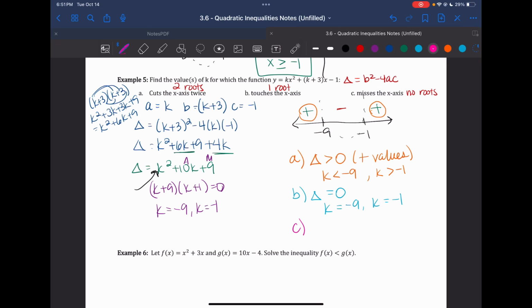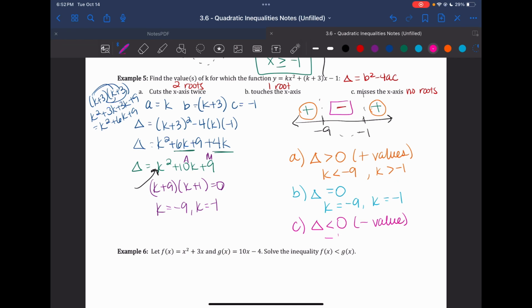For letter C. When is it missing? When there's no roots. That's when your discriminant is less than 0. When is it less than 0? Well, that's when it's a negative value. Anytime it's negative is only in the middle. So from -9 is less than k is less than -1.